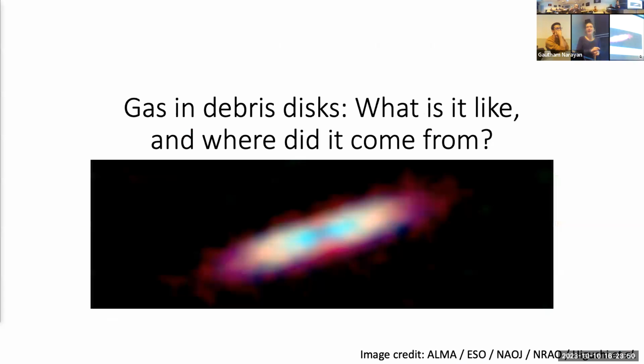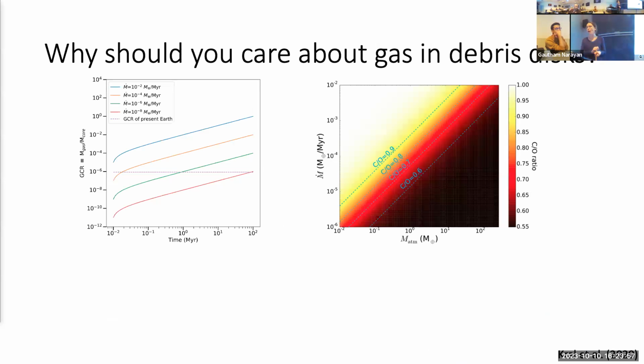Gas and debris disks. What is it like and where did it come from? All right, first, why should you care about gas and debris disks? Again, you should care about planets, right? Because we live on one. We like to know how many are habitable. We like to know where their atmospheres come from. So if you care about those things, you need to care about debris disks.